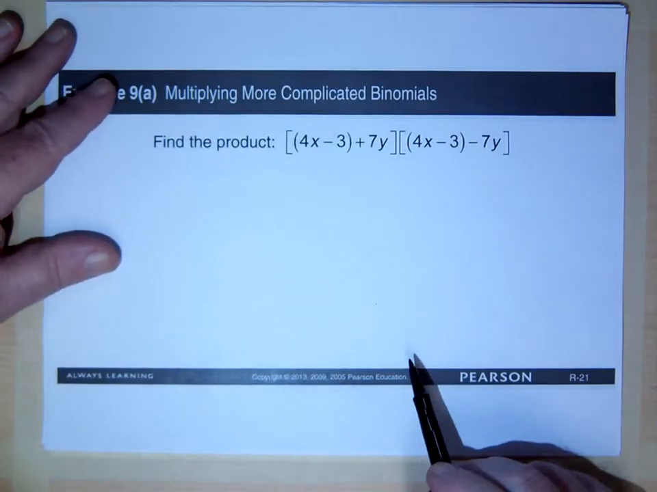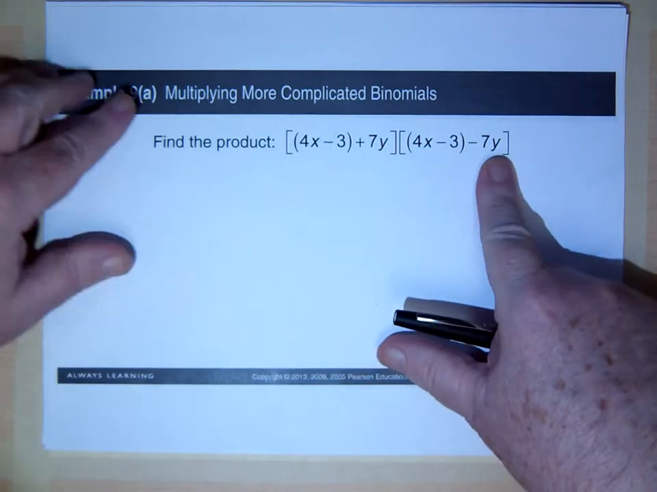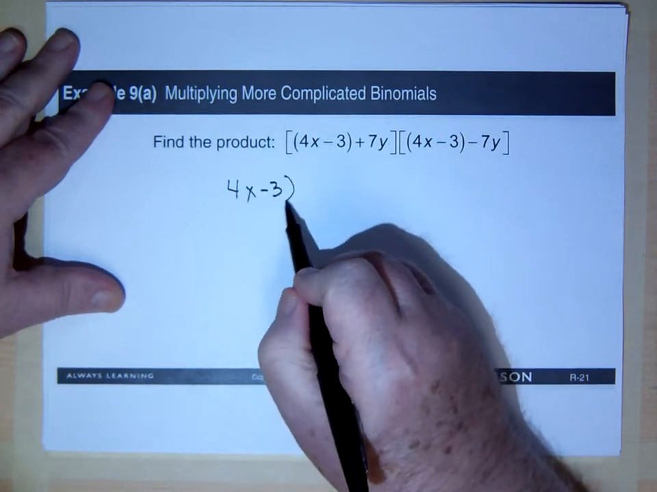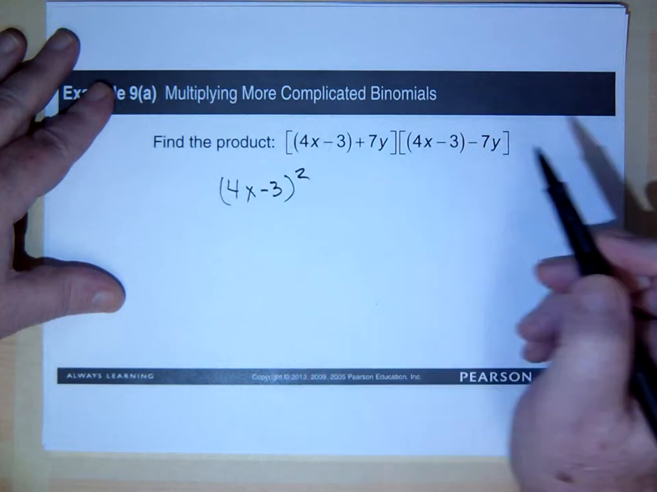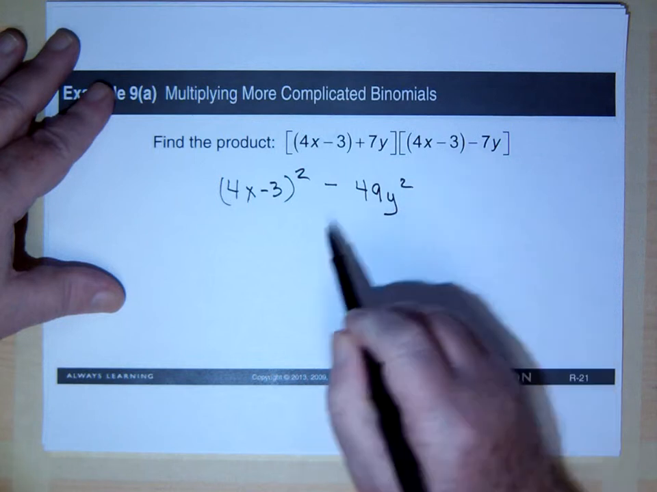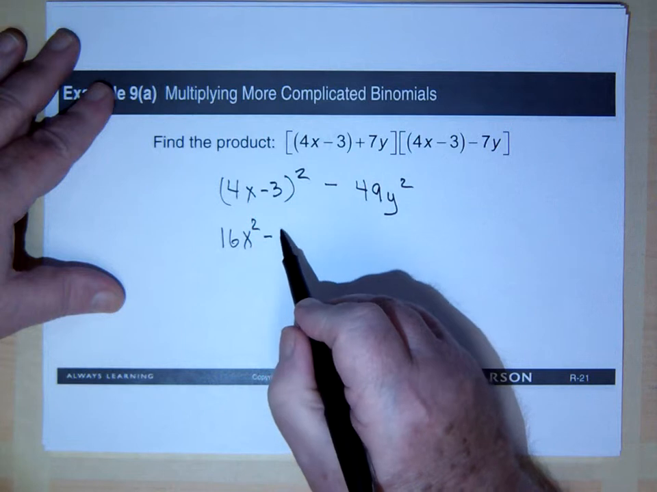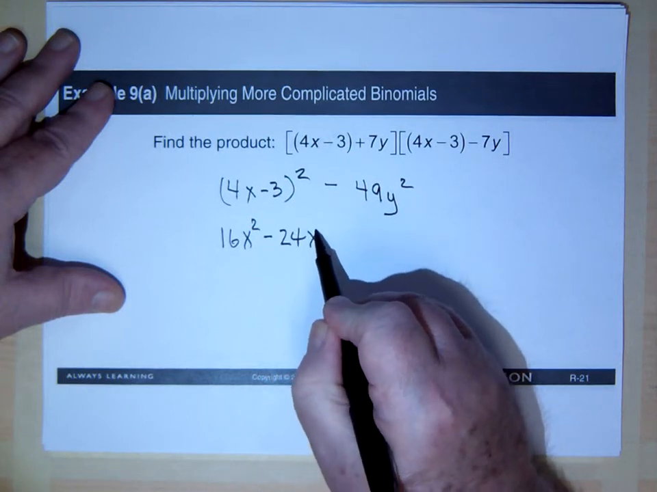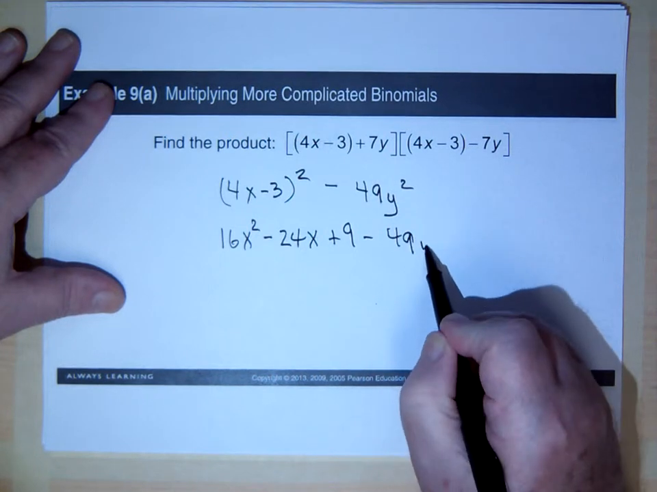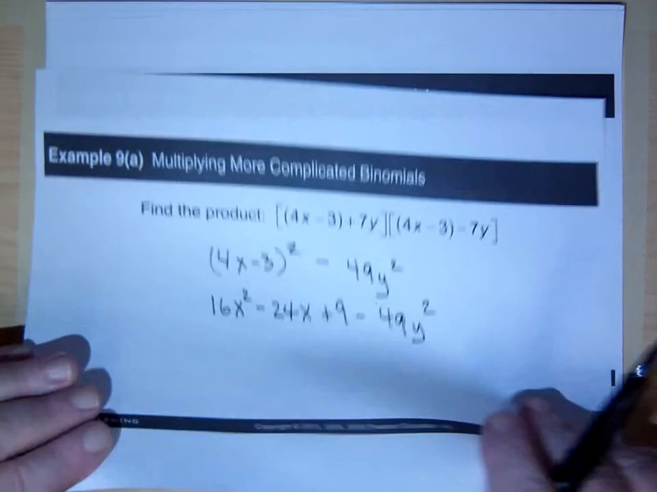We can do that in stages. Here we have something of the form a plus b, a minus b. So this will be, then it will expand this, and so that is the answer to that problem.